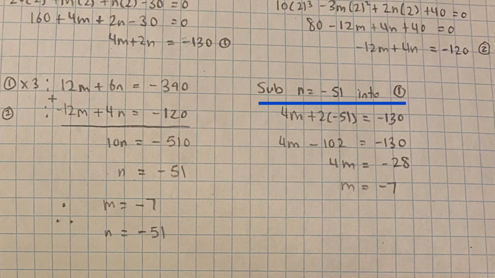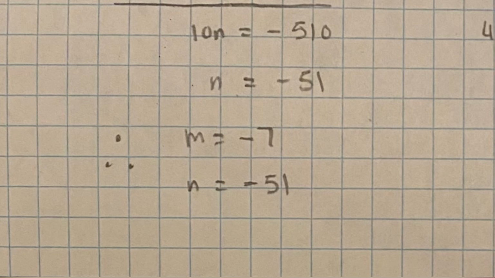Now that we know the value of n, we can solve for m, and we do this by subbing n equals negative 51 into either of the two equations. In this case, I picked the first equation. After we sub in n, all we have to do is simplify, add and subtract like terms, and rearrange so that m is isolated on one side. This will give us 4m equals negative 28. Like before, we will divide both sides by 4, so we end up with m equals negative 7. Therefore, our answer is m equals negative 7 and n equals negative 51.